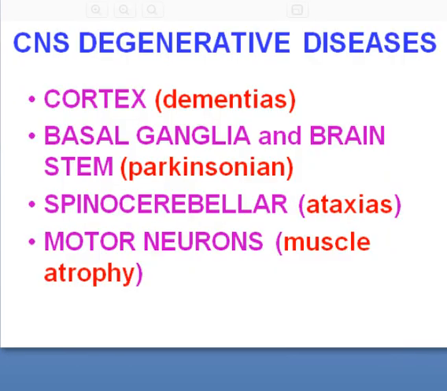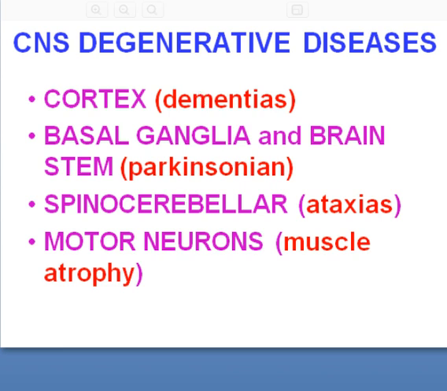Let's talk about the classical degenerative diseases. And let's talk about them anatomically. Let's go from the cortex to the basal ganglia, to the brainstem, to the cerebellum, even to the motor neurons, even as far as the spinal cord. That's the way you can group the CNS degenerative diseases. And remember, in this case, we're now talking about primarily gray matter, which has neurons, and not a myelination problem. So let's talk about some of these degenerative diseases.